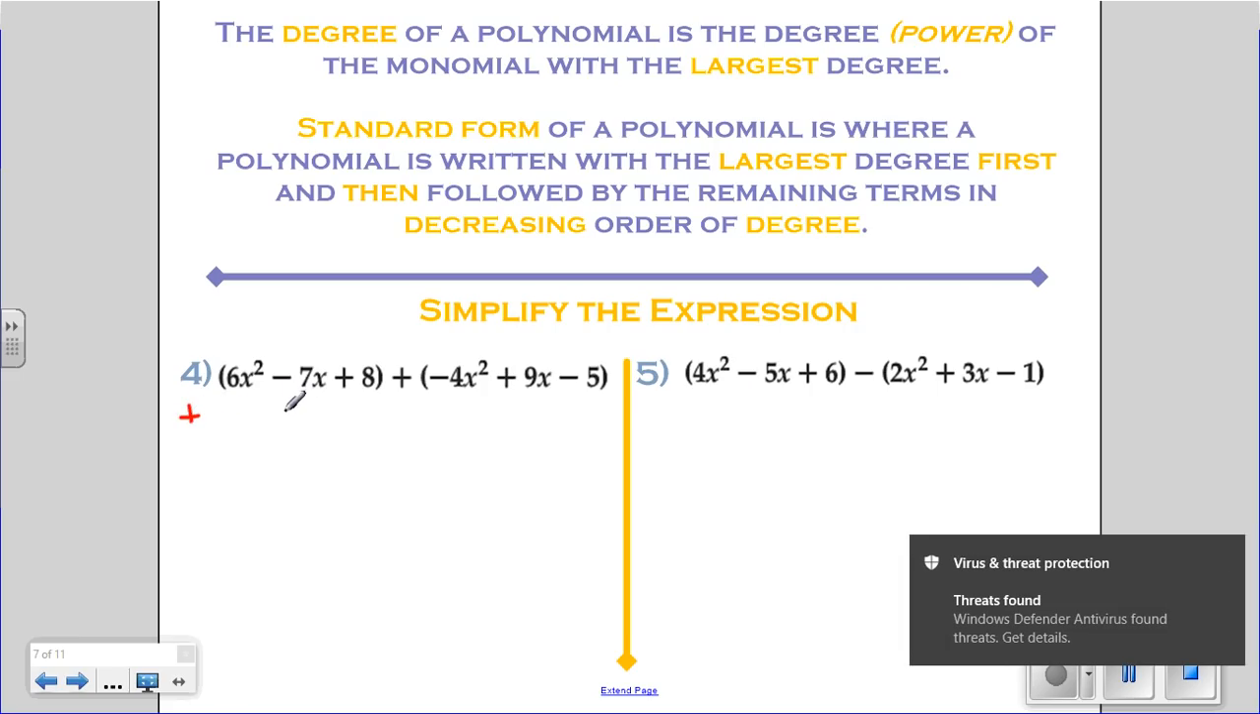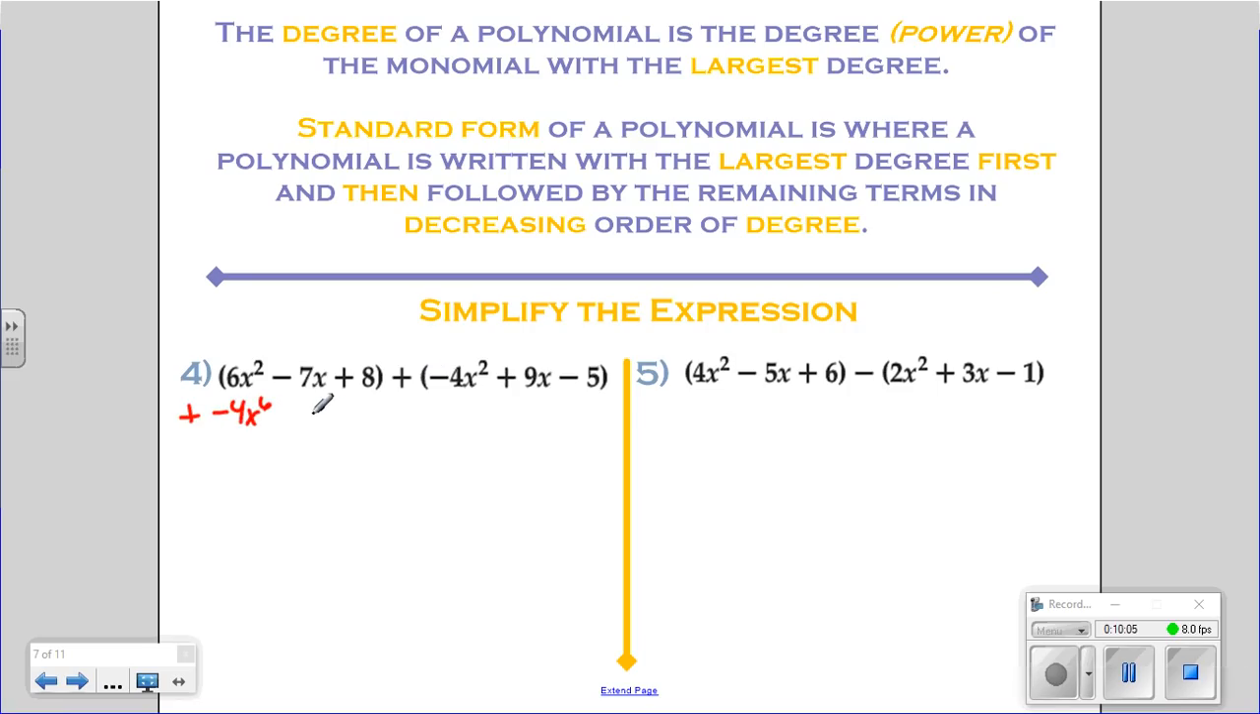So line up your like terms. So negative 4x squared is going to line up with 6x squared. Positive 9x lines up with negative 7x. And negative 5 lines up with 8. All right, so I would have, whoa, I wrote to the 6. I'm so sorry. All right, squared.